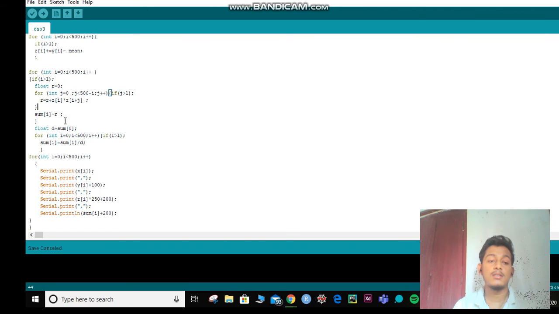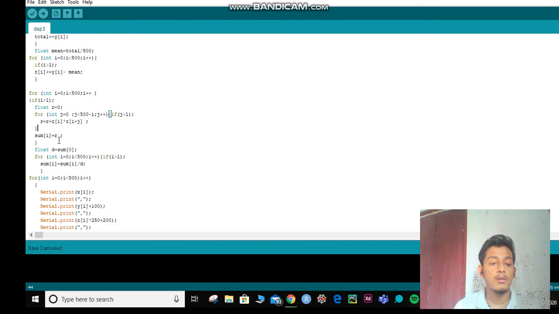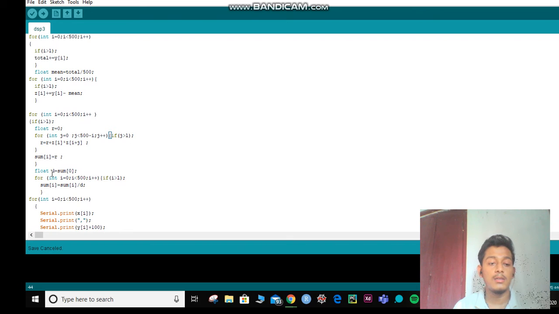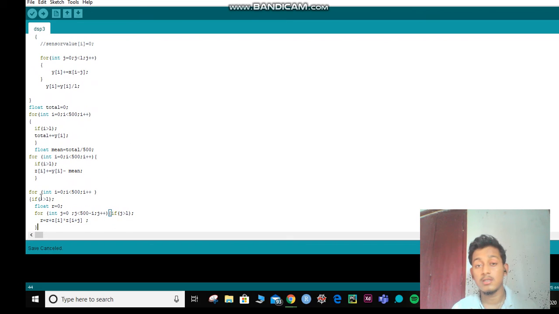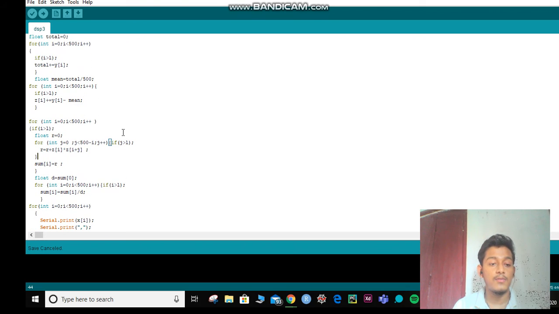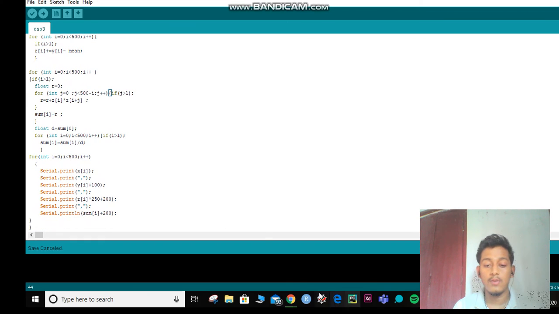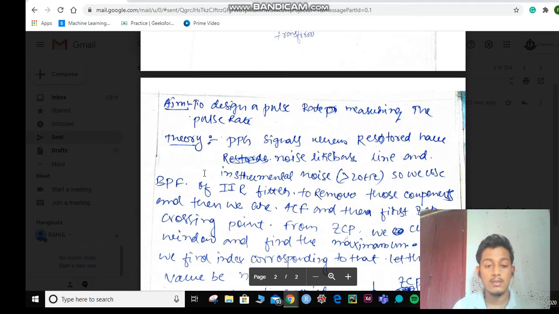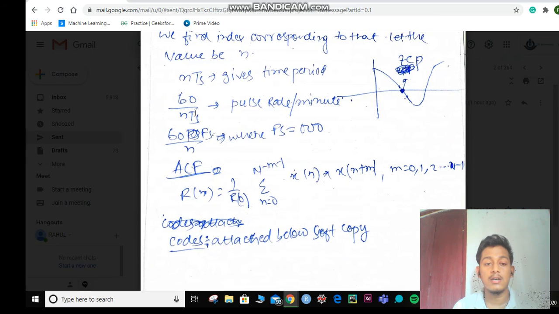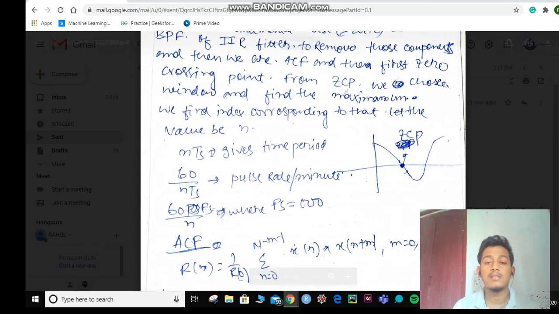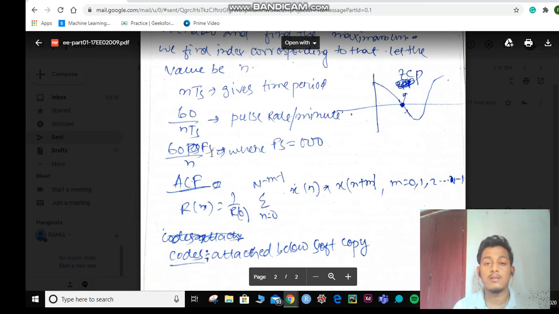After calculating the autocorrelation function, we have to find the zero crossing point, and after that, using the formula given here, 60 by n Ts or 60 fs by n, we can find the pulse rate per minute of the system.